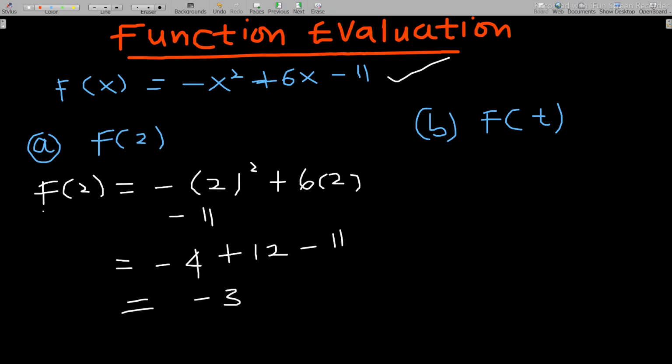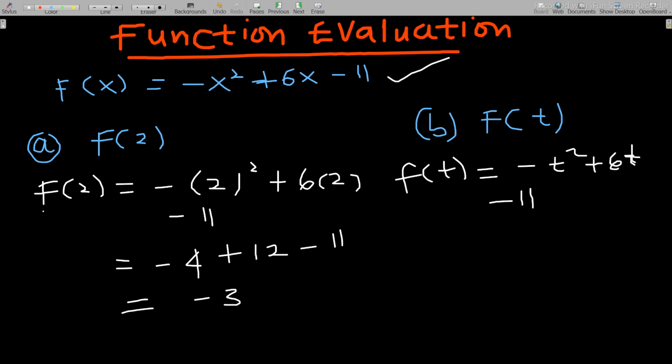f of t is just simply putting t wherever you see x. So we get negative t squared plus 6t minus 11, and that is it. That's what we can do about this, because there is no value for t given here. We just have f of t, and that is all.